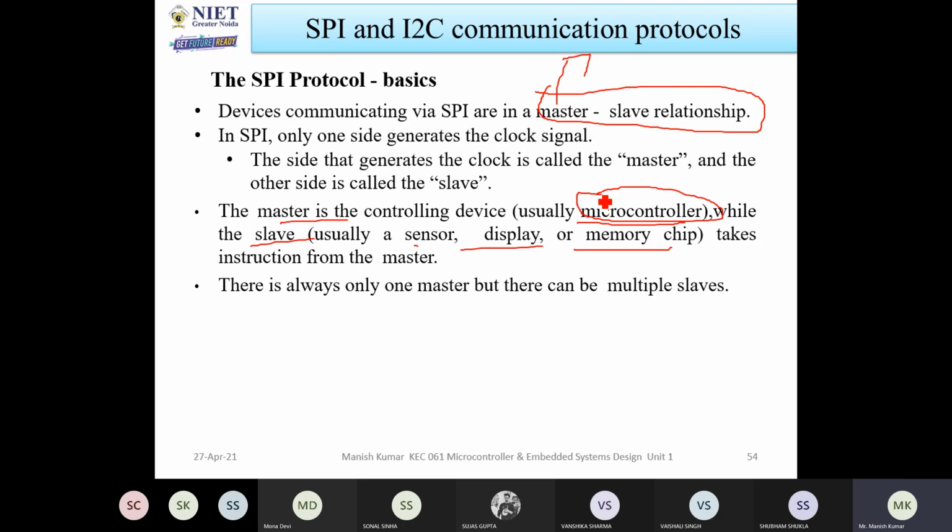If the sensor senses the data, what will it do? It won't do anything. That's why the master is only one and the slaves may be multiple, one or more than one.